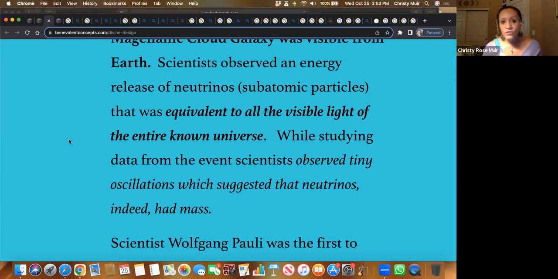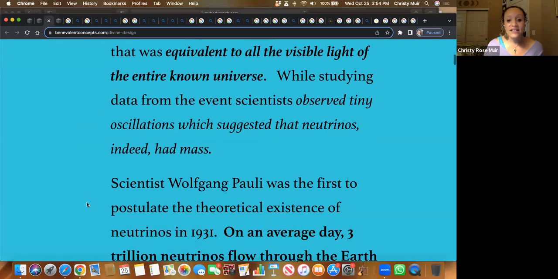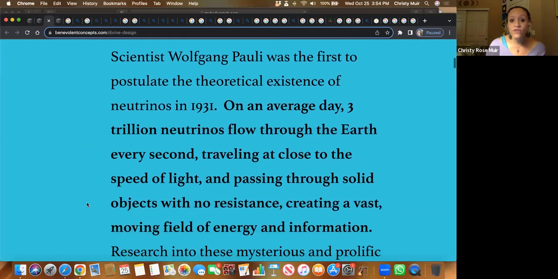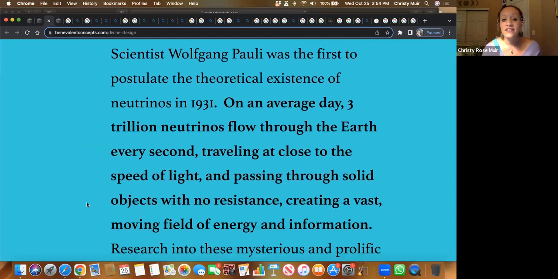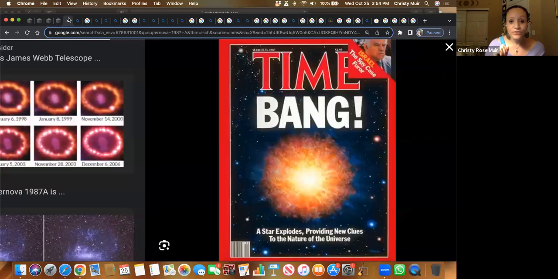And the energy of this release of neutrinos was equivalent to all the visible light in the entire known universe. So while studying data from the event, scientists observed tiny oscillations, which suggested that neutrinos indeed had mass. Now, this is significant because scientist Wolfgang Pauli was the first to postulate the theoretical existence of neutrinos in 1931, but they weren't validated to have mass until much later.